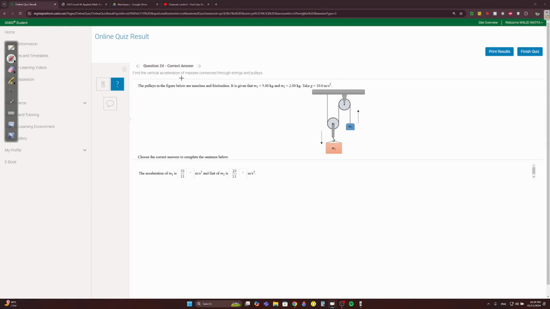Okay, the pulleys in the below figure are massless and frictionless. It is given that M1 is 5 and M2 is 2. Take G equals 10. What is the acceleration of M1? What's the acceleration of M2?